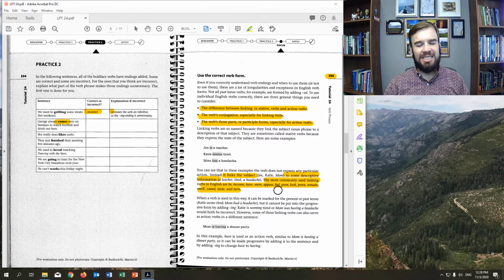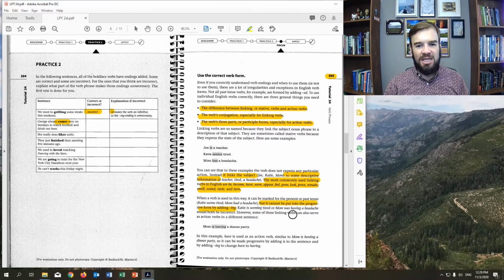sound, taste, and turn. Now, when a verb is used in this way, it can be marked for the present or past tense. Katie seems tired. Mom had a headache. But it cannot be put into the progressive form by adding ing. Katie is seeming tired, or Mom was having a headache would both be incorrect.